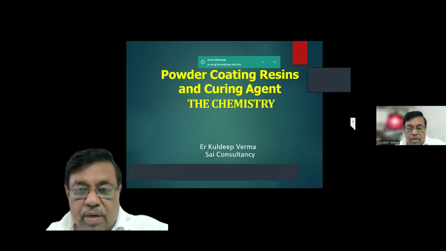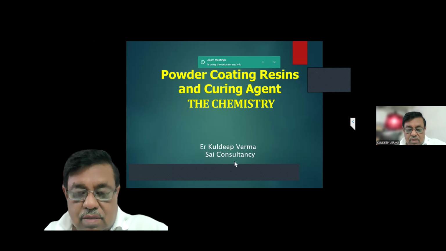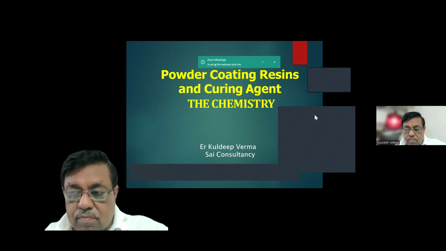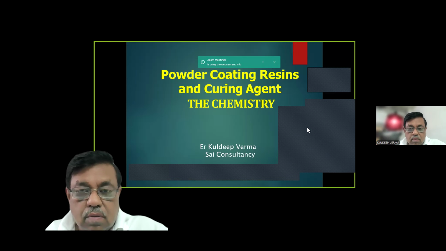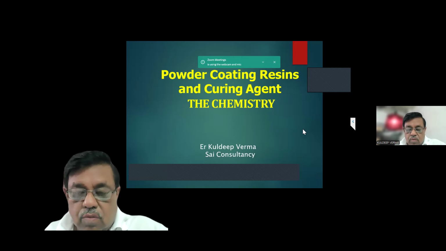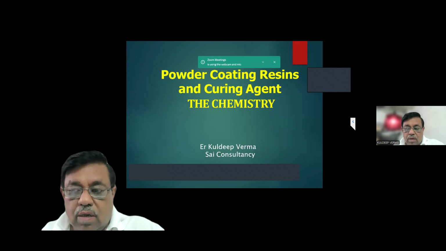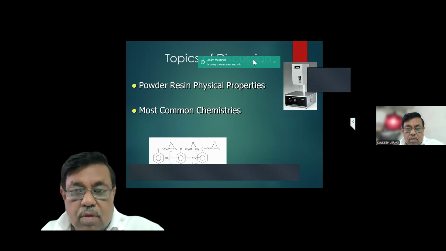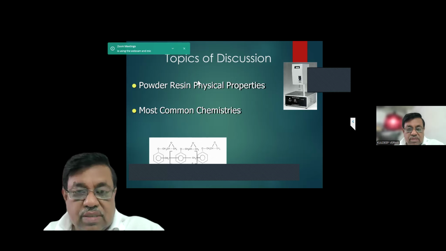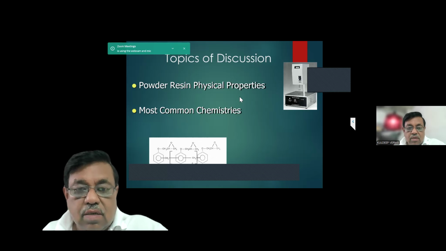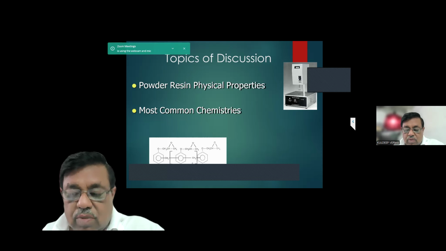So this is the topic: powder coating, resin and curing agent, the chemistry. This is basically the chemistry regarding resins. Please go till the last. These are the topics which I will consider: powder resin, physical properties, and most common chemistries.